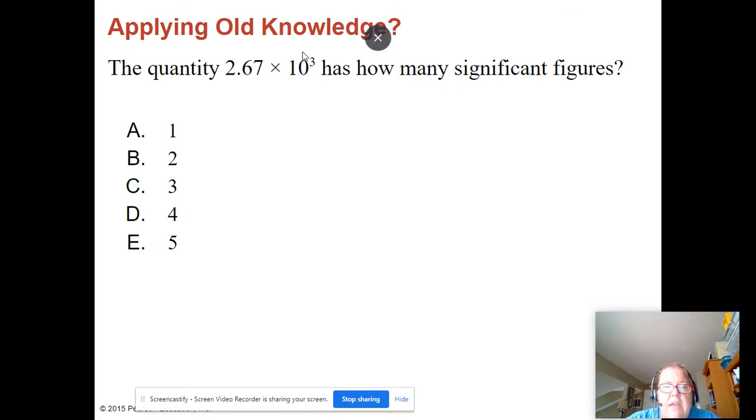This is applying some old knowledge. In other words, see what you know, see what you remember. The quantity 2.67 times 10 to the third is written in scientific notation. How many sig figs are there? Just think about it and answer it to yourself, and then we'll come back to it and see if you were correct. So how many sig figs does this have?